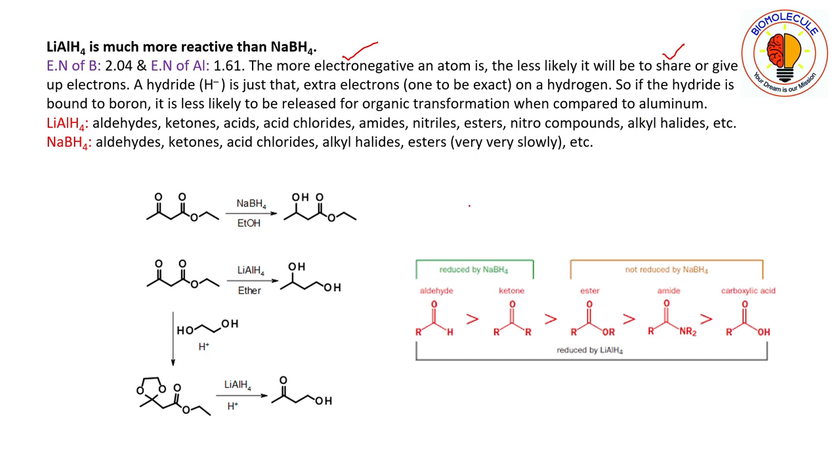Now, if you see the structures of lithium aluminum hydride and sodium borohydride, you will see that here this aluminum is coordinated to 4 hydrogen atoms, and this bears a negative charge, which is counterbalanced by the lithium ion, whereas this is sodium borohydride.